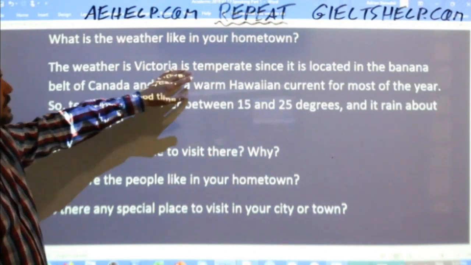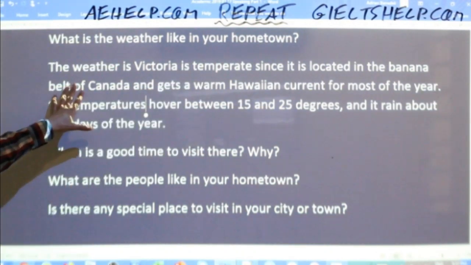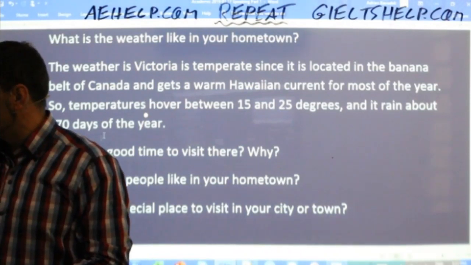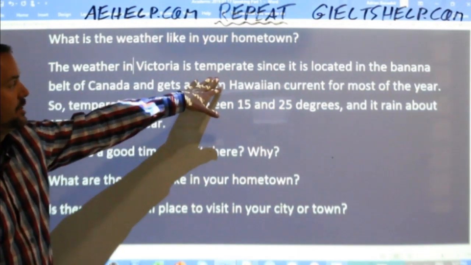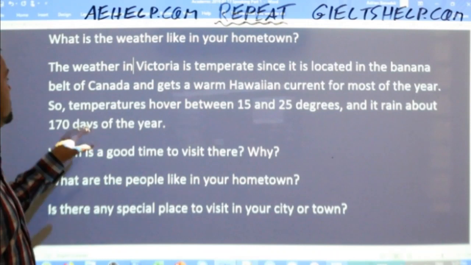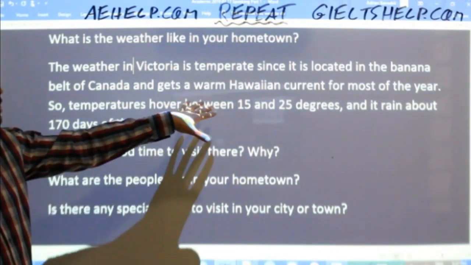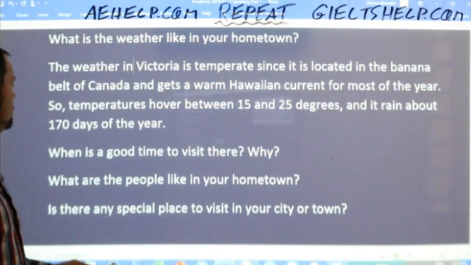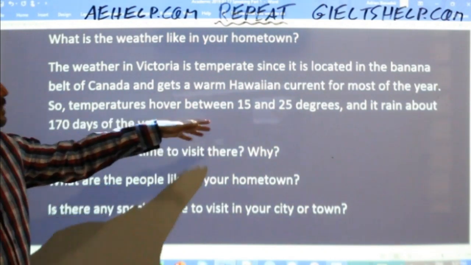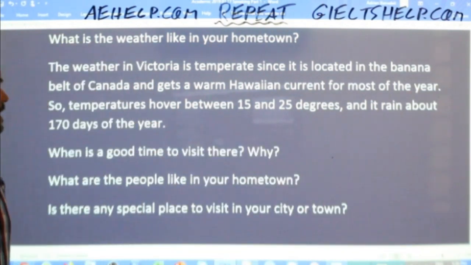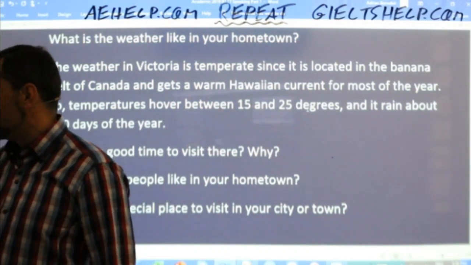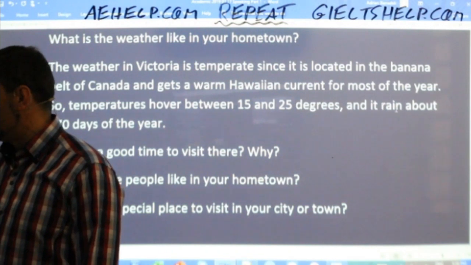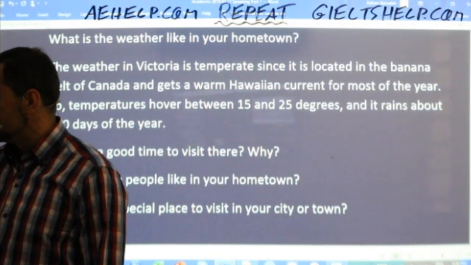What is the weather like in your hometown? The weather, let me just correct that very quickly. Okay, one more time. The weather in Victoria is temperate, since it is located in the banana belt of Canada and gets a warm Hawaiian current for most of the year. So temperatures hover between 15 and 25 degrees, and it rains about 170 days of the year, hence the rainforest that surrounds the beautiful city, okay?